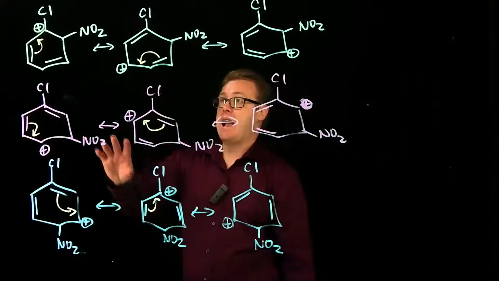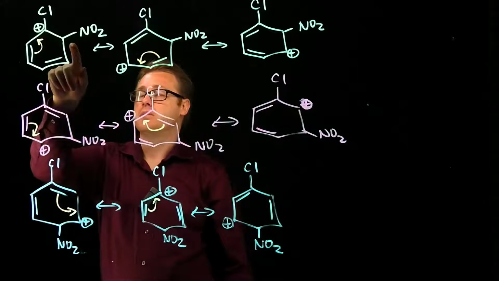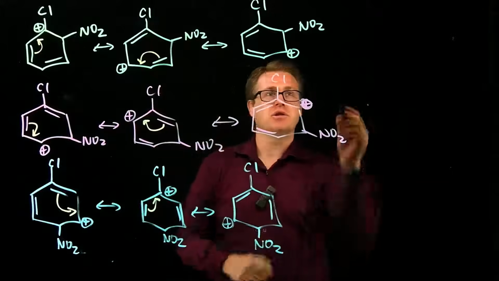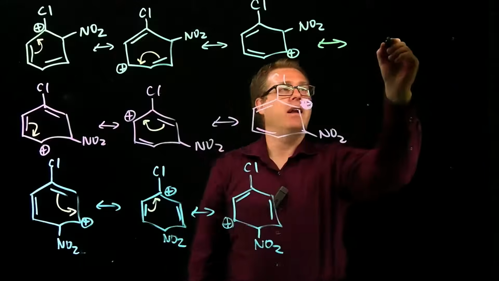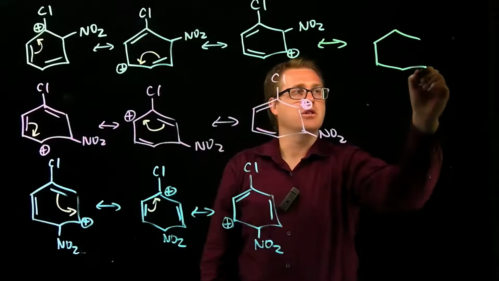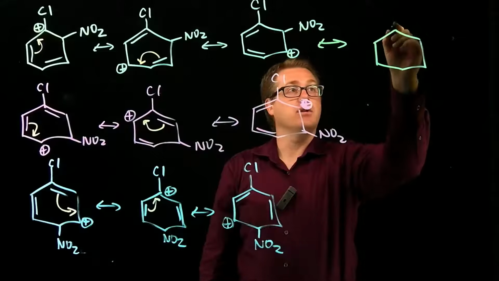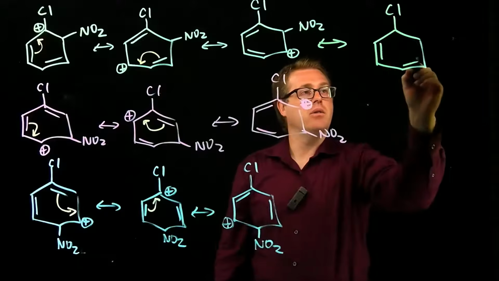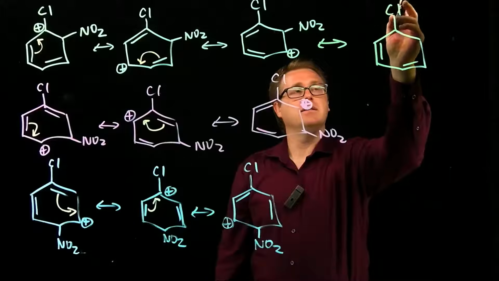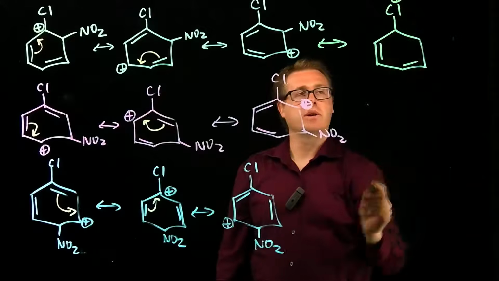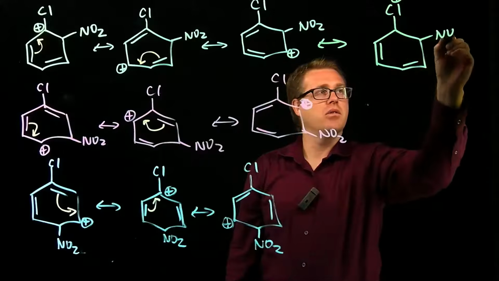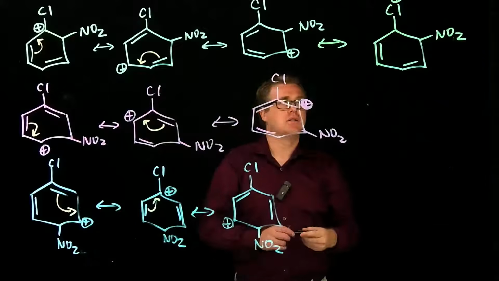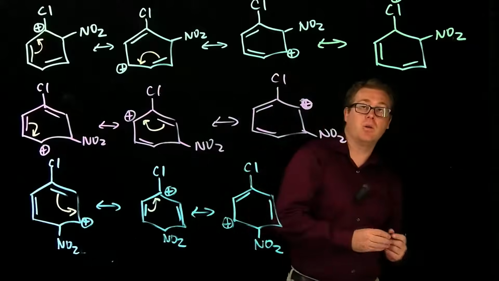So if we take a look at the ortho product, what do we see here? We see 3 resonance structures, but we are going to have a 4th resonance structure that is just really, really stable. So what we're going to have is a positively charged chlorine right there and the nitro group there, like this. So why is that guy so stable?